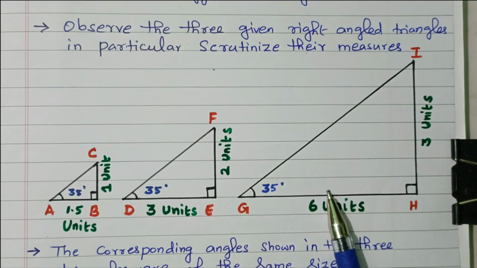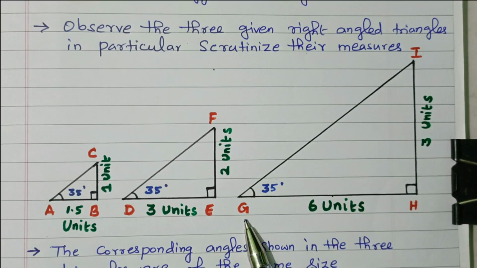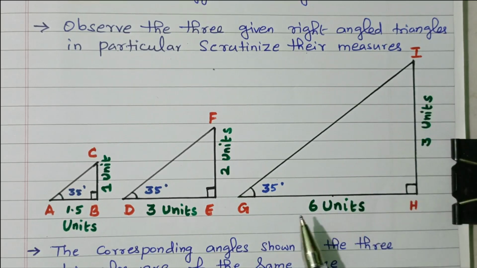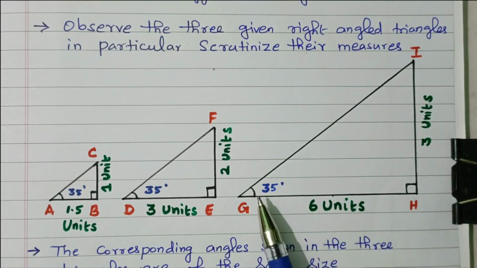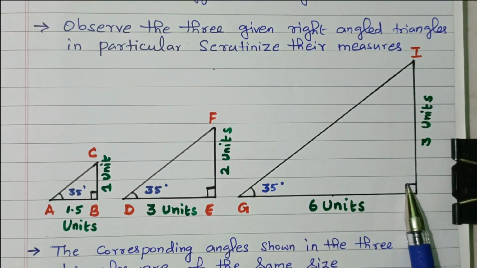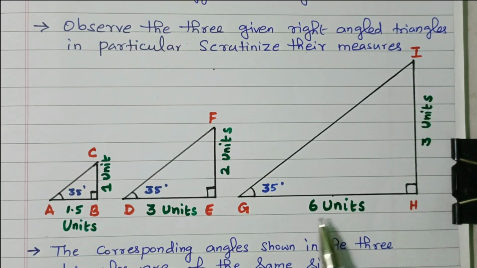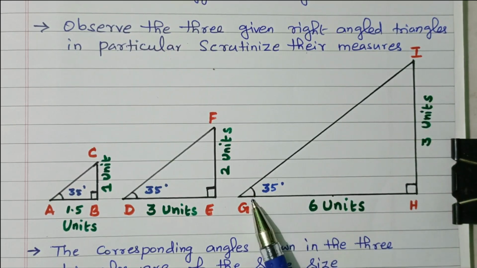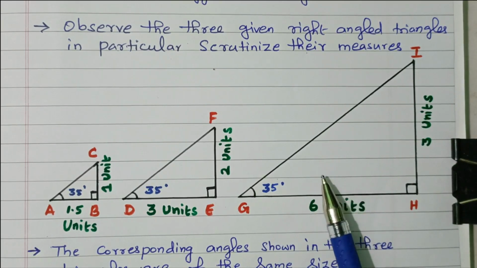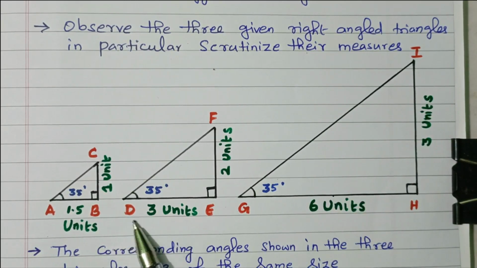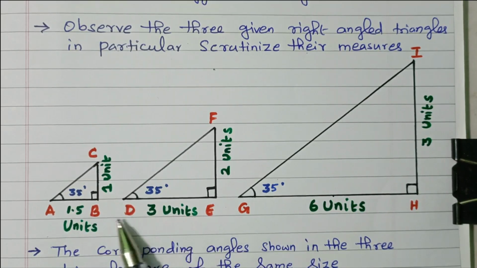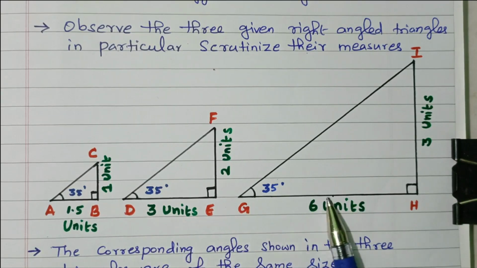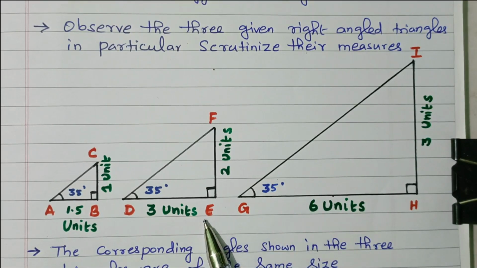Here one more triangle is available. The sides are named GHI. GH is 6 units and HI is 3 units. Here also the angle is 35 degrees. This is the right angle. So IH is the opposite side, GH is the adjacent side, and GI is the hypotenuse. In all three triangles the angles are the same, 35 degrees, and only the lengths of the sides are different. So the angles are equal, the lengths of the sides are different.